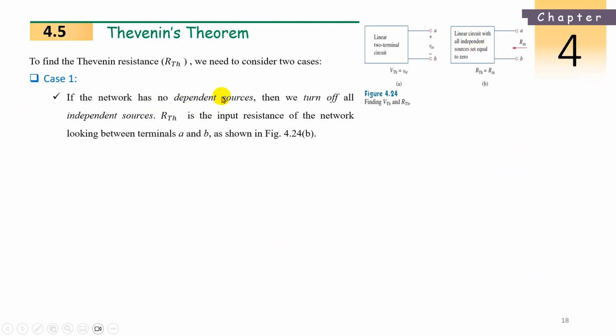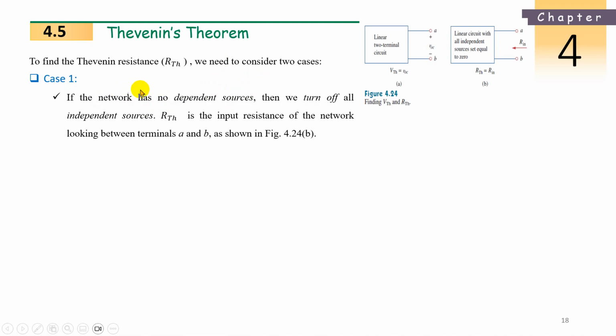If the network has no dependent sources... There are four types of dependent sources: voltage-controlled voltage source, current-controlled voltage source, voltage-controlled current source, and current-controlled current source. These four types are there. If any are there, what do we have to do? Then we have to think later.